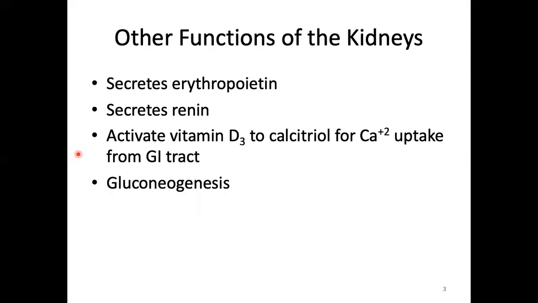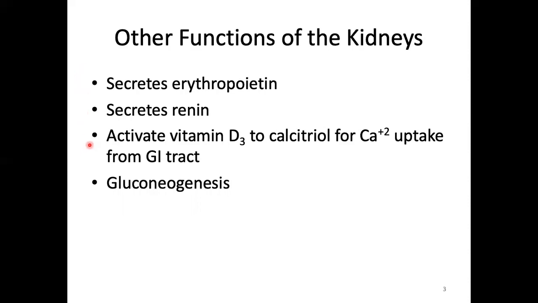Some other functions of the kidney. The kidney secretes erythropoietin. We talked about that when we talked about blood. What does erythropoietin do? Okay, so erythropoietin is released when oxygen levels are low, right? So the kidney acts as a sensor and releases erythropoietin when oxygen levels are low. And that is going to ultimately do what? Increase red blood cell production. Good. Another function of the kidney: it secretes renin. And so we'll get into this when we talk about the renin, angiotensin, aldosterone system.